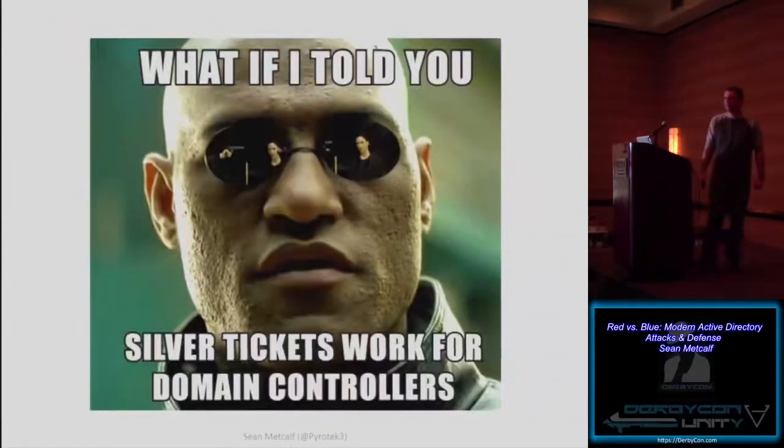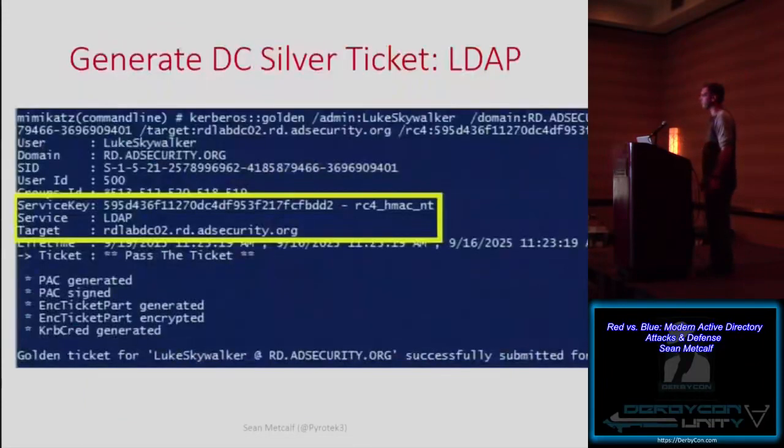This gets really fun if we've been able to compromise the domain and we have that domain controller computer account password hash. What can we do with a computer account password hash for a domain controller with a silver ticket? Well, we can create a silver ticket using that password data for that domain controller computer account. And we can target any service on that domain controller. We can target LDAP on that domain controller.